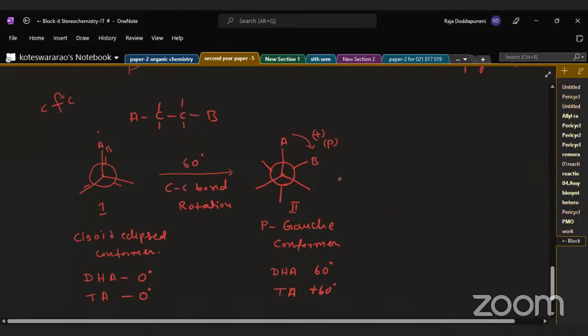Right? Again, the total rotation is 120 degrees. Again, I'm going to rotate 60 degrees, the C-C bond. The total from the first is 120, but from the second onward, I'm making 60 degrees rotation of the C-C bond.